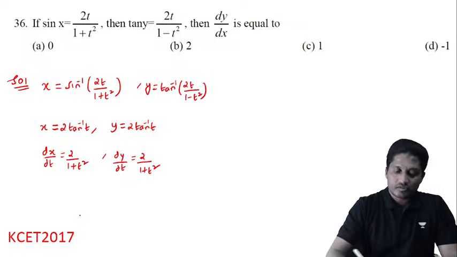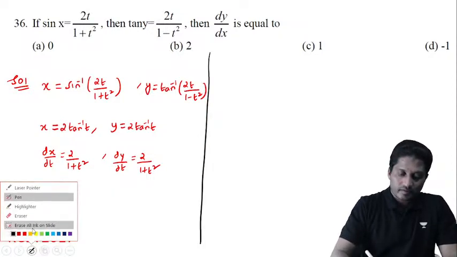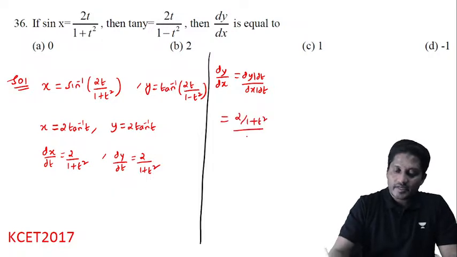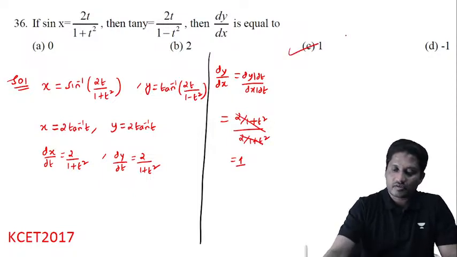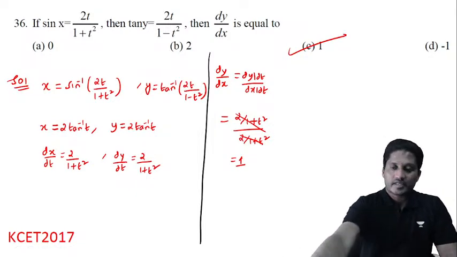Now if I divide these two, dy by dx is equal to dy by dt upon dx by dt. Dy by dt is equal to 2 divided by 1 plus t square. Dx by dt is 2 divided by 1 plus t square. You will cancel, you will get 1. Right, answer is option C. Let's move to the next question, guys.